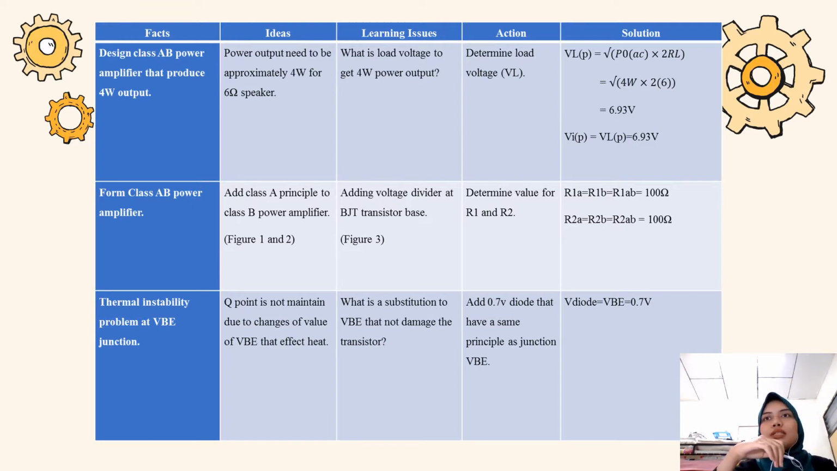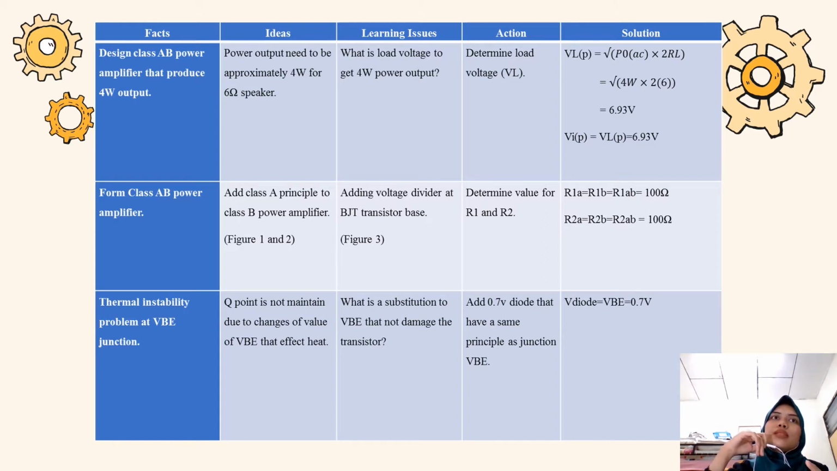For question number 3, we need to design a Class AB power amplifier that produces a 4 watt output. This 4 watt output goes to our load, which is a 6 ohm speaker. So we need to know the load voltage for the 4 watt power output. Using the formula VL peak equals the square root of 2 times P0(AC) times RL, we get 6.93 volts for the peak load voltage.